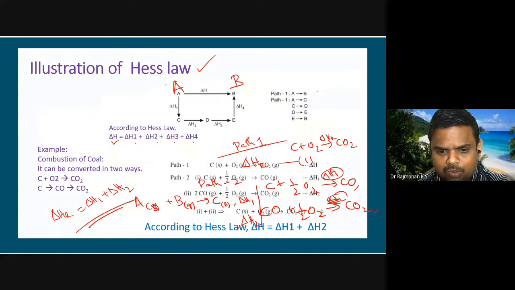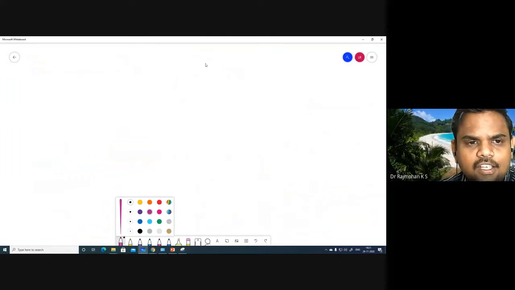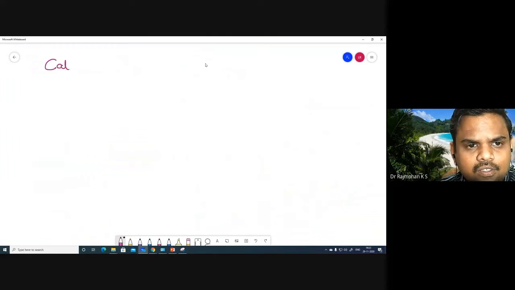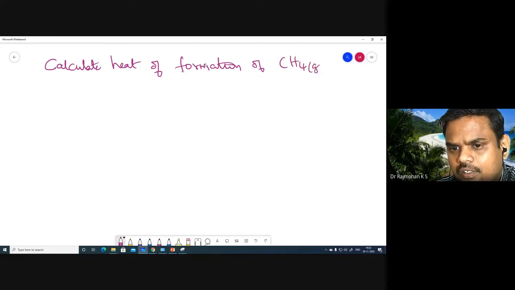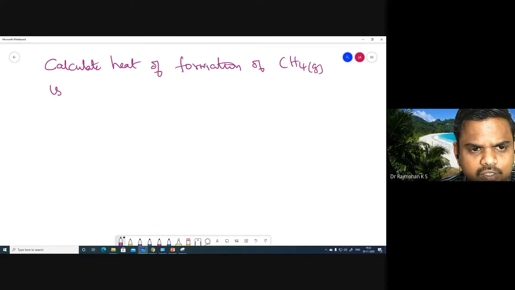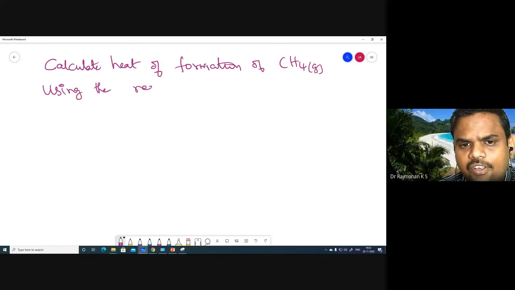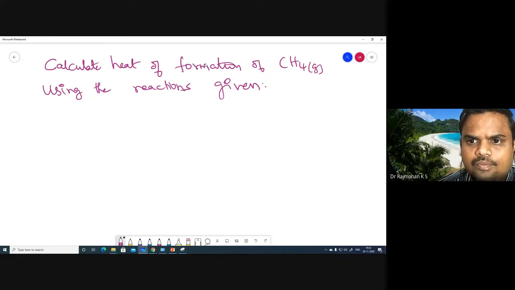So we'll do some numericals on Hess law. Calculate the heat of formation of methane gas using the reactions given. Let me say 3 reactions are given.